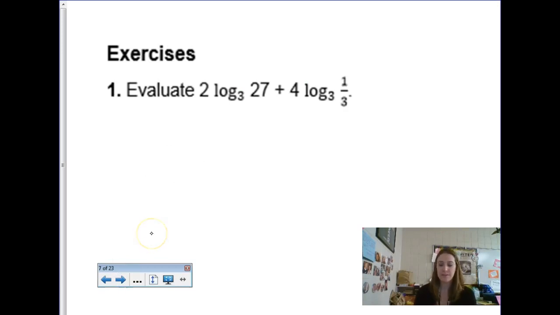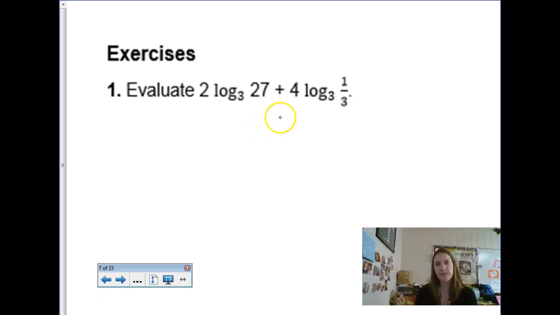Expanding logs is, I think, a little trickier than condensing, because when you're condensing, it's really obvious when you're done because you get down to one logarithm. When you're expanding, you just have to break it apart into as many logs as you need. So sometimes I'll ask my algebra students, okay, before we start the problem, how many logs are we going to have at the end of this question?